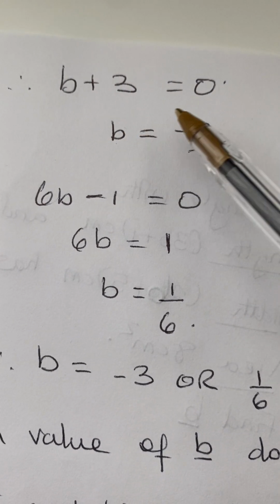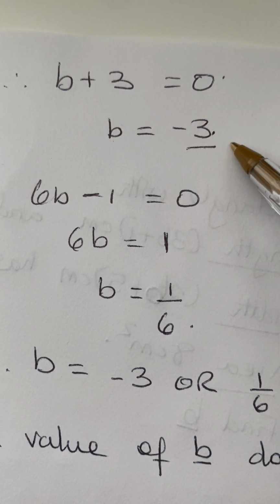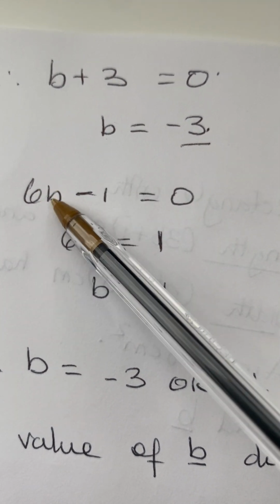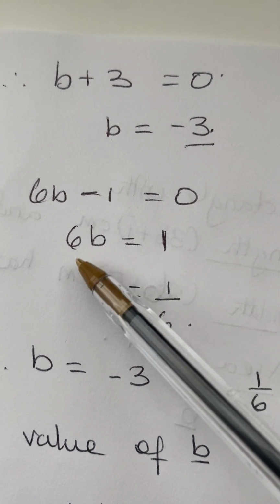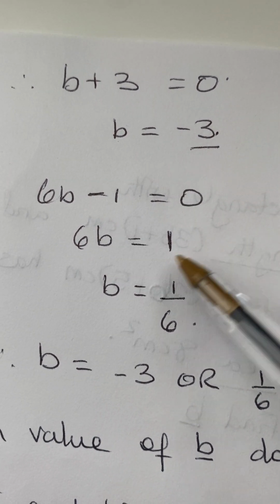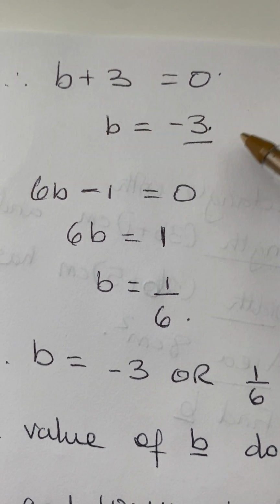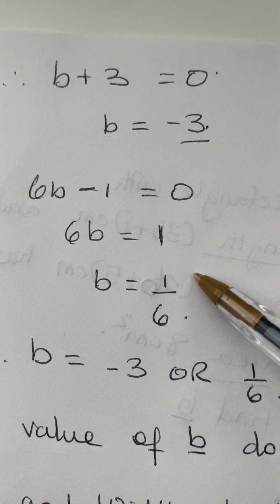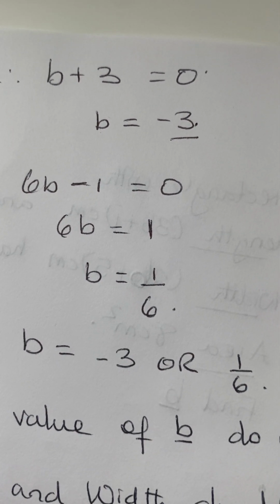So let's look at what we get. b plus 3 equals 0, so b equals minus 3. 6b minus 1 equals 0, so 6b equals 1 if you move the 1 to this side. So b equals 1 over 6. Now b is minus 3, or b is 1 over 6. Which of the b's will you choose?